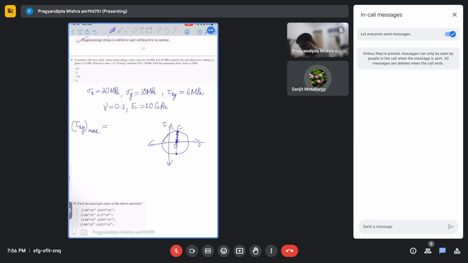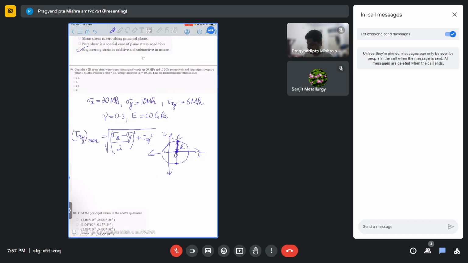It is the radius. So your tau xy max will be equal to the radius, right? And what is the radius of a Mohr circle? Square root of ((sigma x minus sigma y) by 2) square plus tau xy square, the whole root, right? Now in this question, why have they given us Poisson's ratio and modulus of elasticity then? If they want us to find only maximum shear stress, why did they give us that?